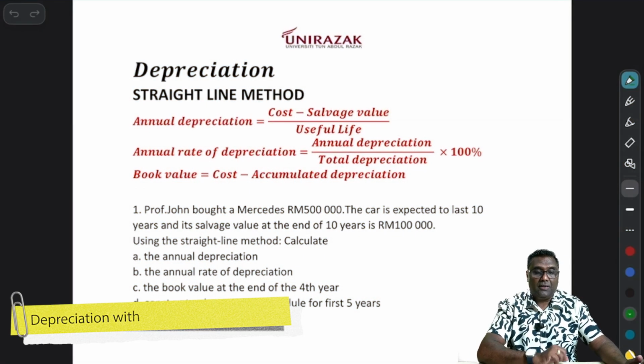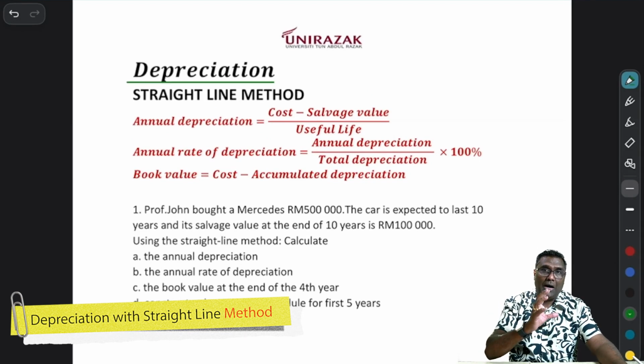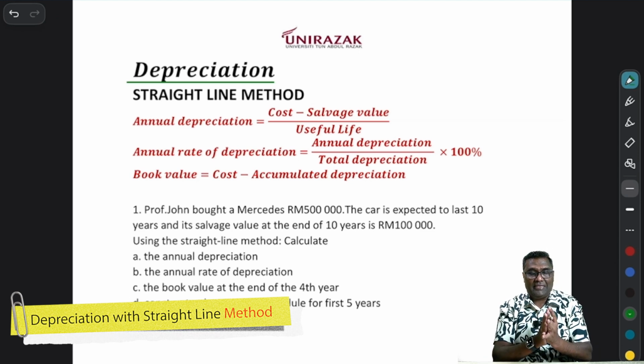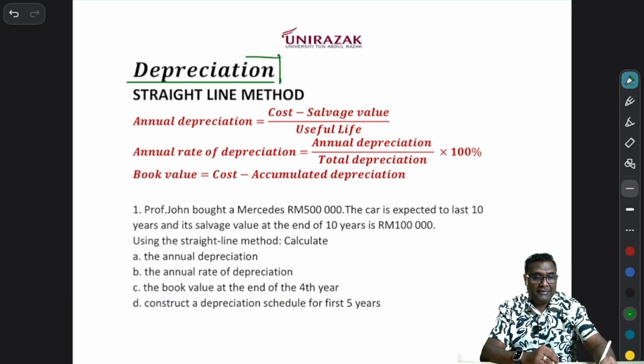Okay, students, look at this word, depreciation. This is the next thing we're going to look at. Depreciation is how much or what's the amount of the fixed asset. Fixed asset means what? I have a car, I have a motorbike, I have a building. The value of the asset will drop every year. So that's what we call depreciation.